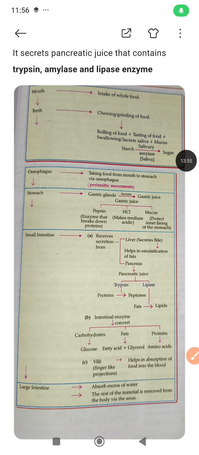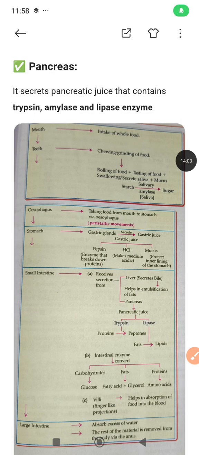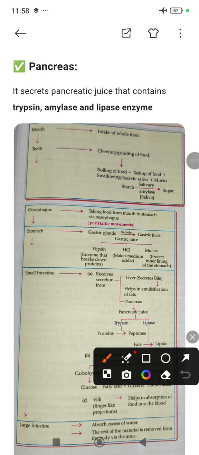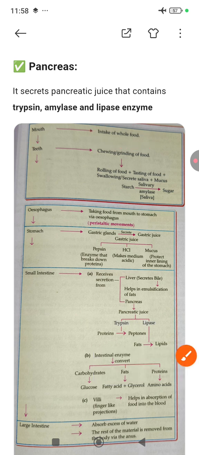So friends, now for your better understanding, I am going to explain the whole process with the help of a flowchart. We already discussed that the first portion of the alimentary canal is the mouth. Intake of whole food is taken up by the mouth. The second portion present inside the mouth is the teeth. You can see the teeth.